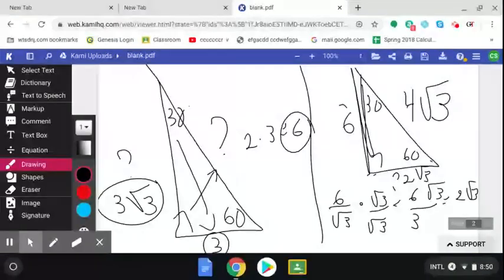Okay? So that's all there is about special right triangles. You're going to get some practice on IXL and other resources, and reach out to me if you have any questions.